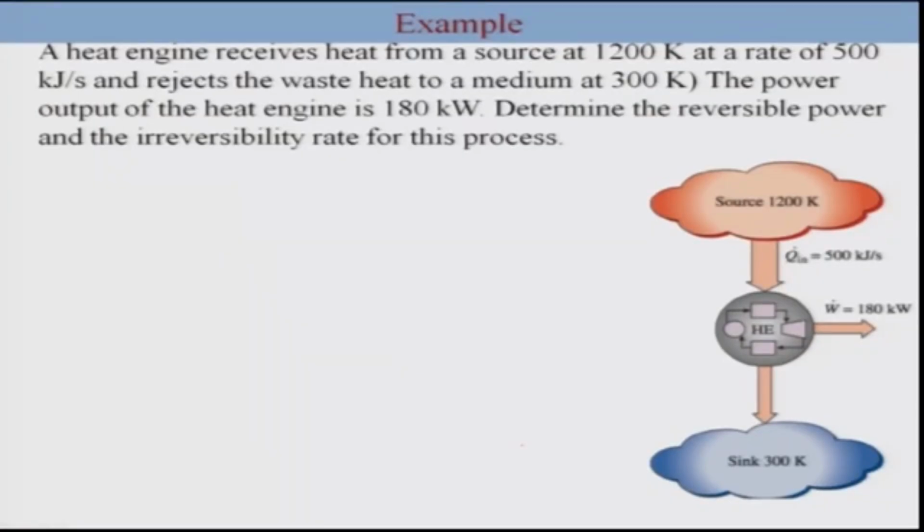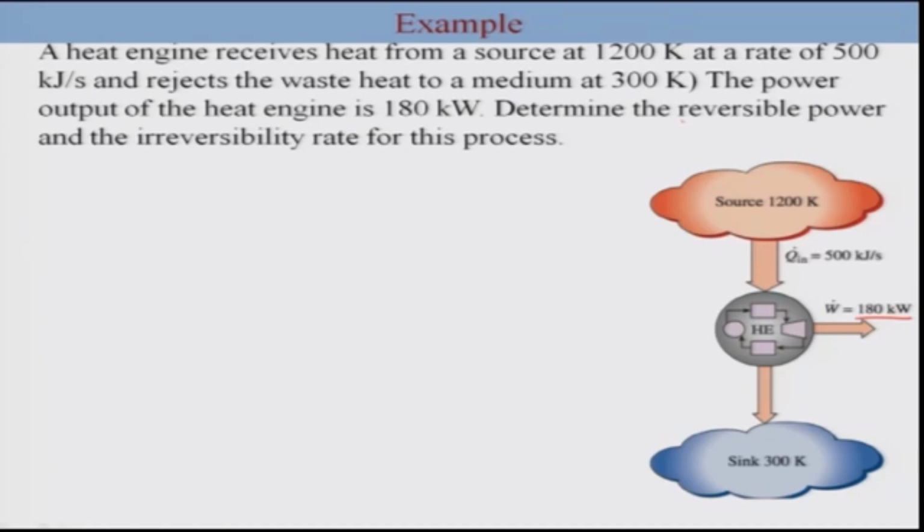So let us try to analyze this further with an example. Okay, this is an example of a heat engine receiving heat from a source of 1200 Kelvin at a rate of 500 kilojoules and rejecting the waste heat to a medium at 300 Kelvin. Power output of the heat engine is 180 kilowatt. Determine the reversible power and the irreversibility rate for this process. Okay, so this is a schematic representation.